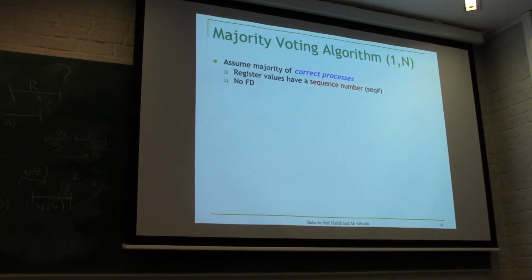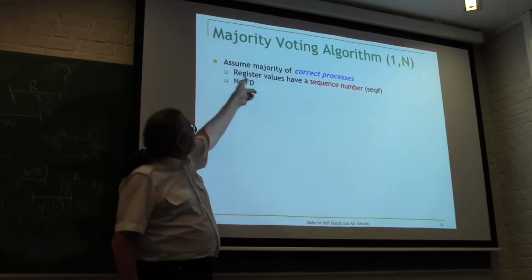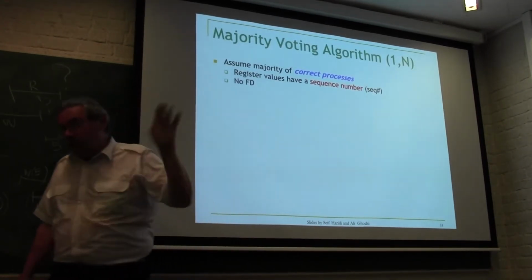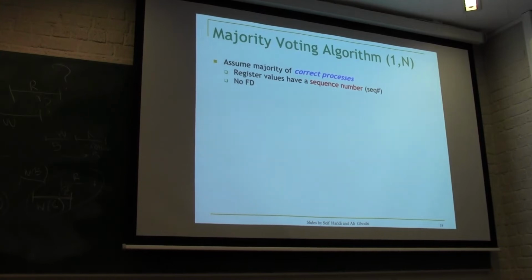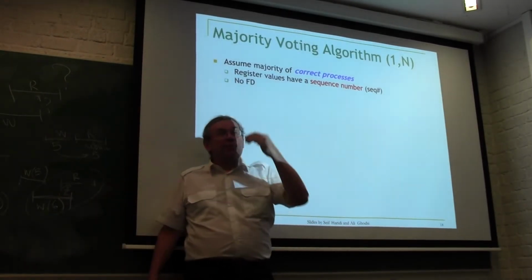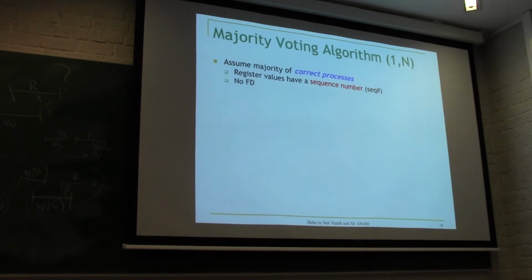So I'm going to give you some code for that now. This is the majority voting algorithm. It's a 1-N algorithm, and it assumes a majority of correct processes. You can, of course, generalize this for any quorum, to make it work for any quorum. All the writes will have a sequence number. So the writes will be first, second, third, fourth, fifth write, and so on, and there's no failure detector.